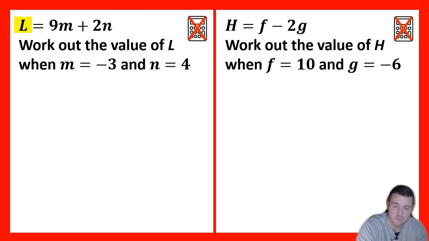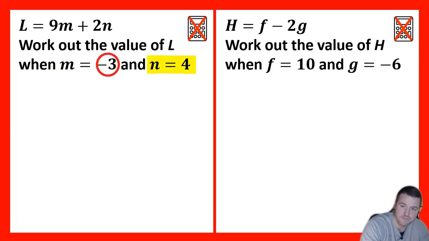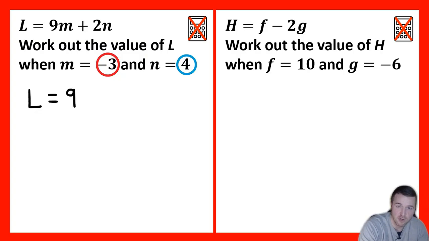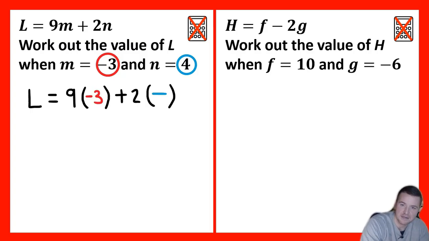For this question, we need to work out the value of L when m is equal to -3 and n is equal to 4. Firstly, we need to replace the variables with the given values. Always rewrite the formula, and each time you're replacing a variable, use a bracket. So replacing m with -3 and n with 4.